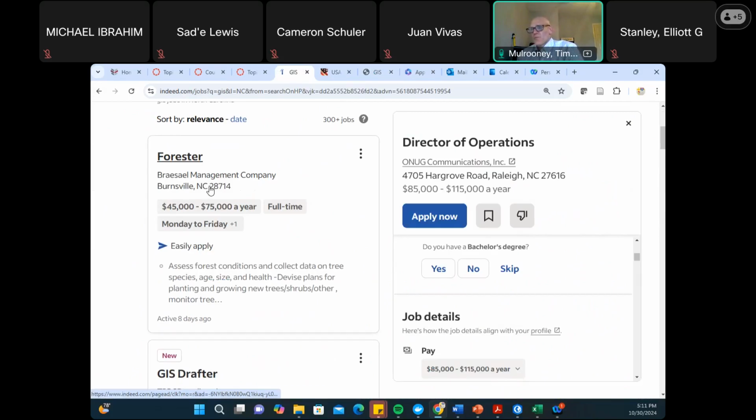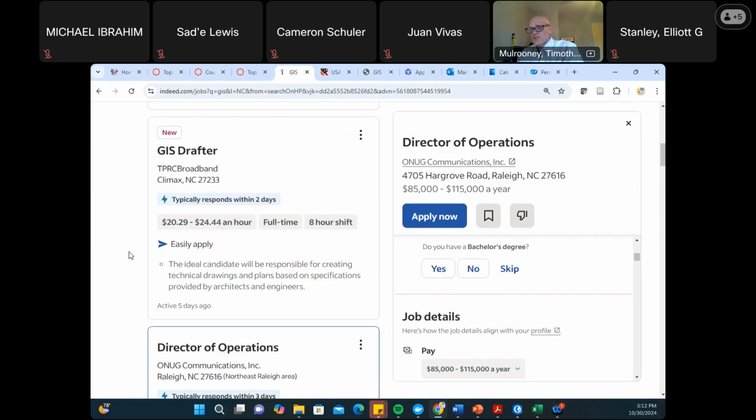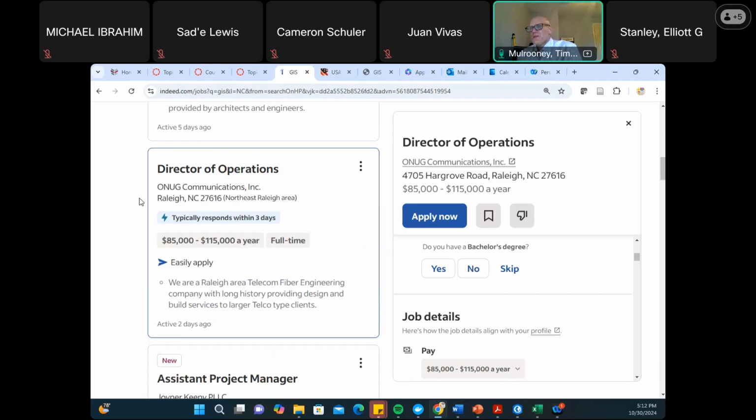Management Company, GIS drafter, director of operations. So my wife works in the field of telecommunications, so they're increasingly starting to use GIS to attribute all of their utility lines.